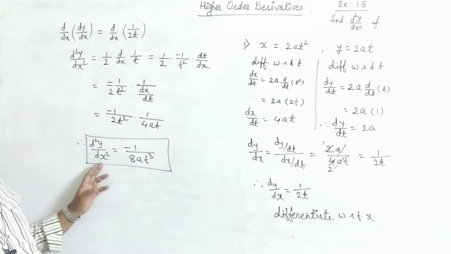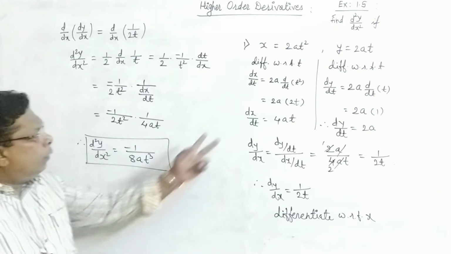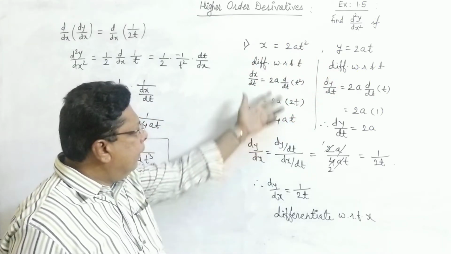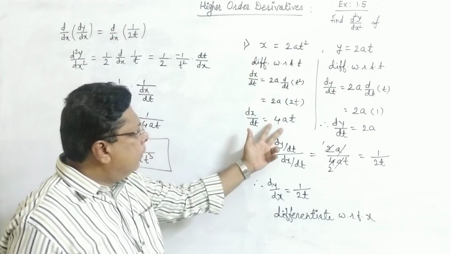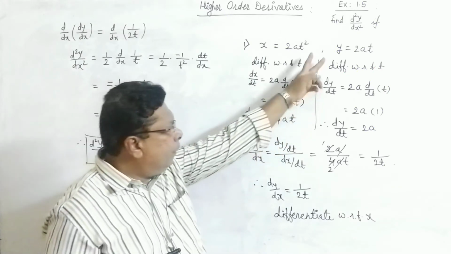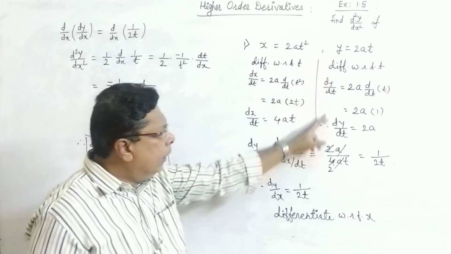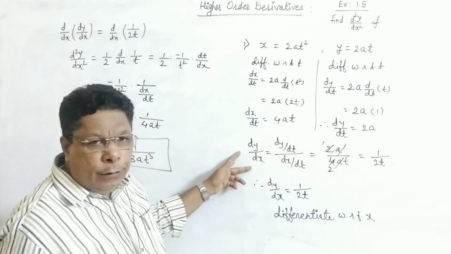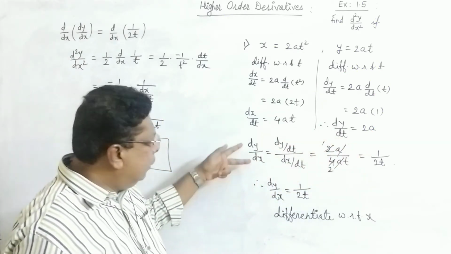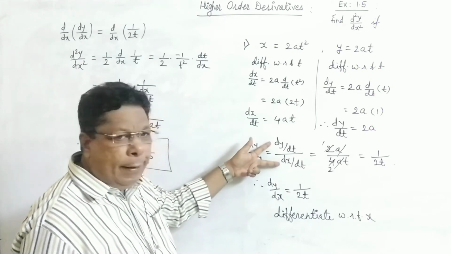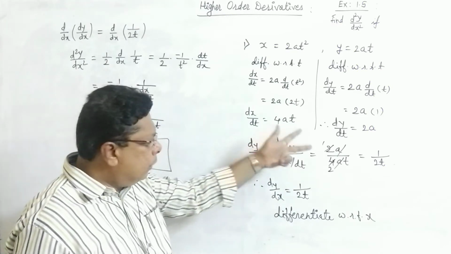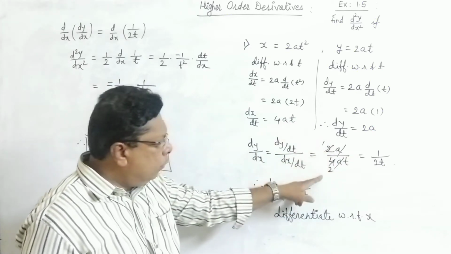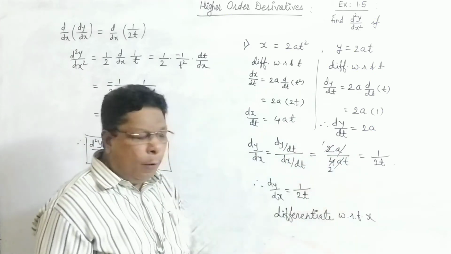To find the required d square y by dx square, what we have to do? t is a parameter. Differentiate both the functions with respect to t. From this, we will get 4at. Differentiating the function y with respect to t, you will get dy by dt, that is 2a. Now using the definition of a parametric function, dy by dx is dy by dt upon dx by dt. Substitute the values, 2a upon 4at, a gets cancelled, 2 2s are 4, its simplification is 1 upon 2t.